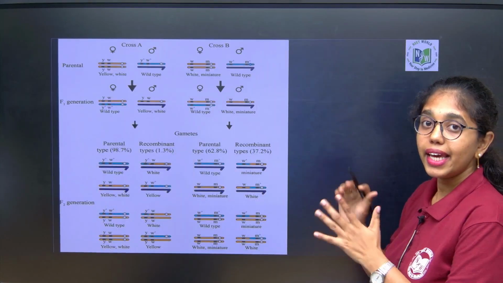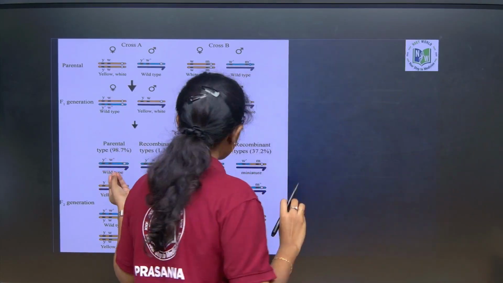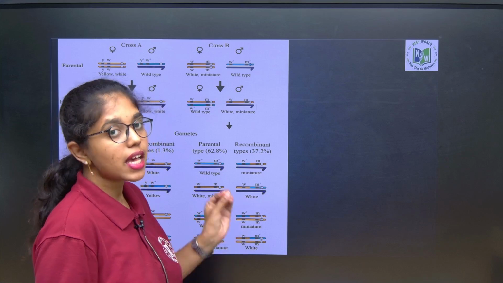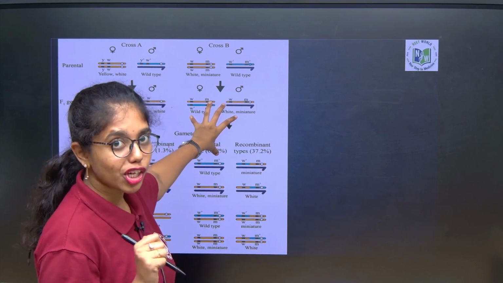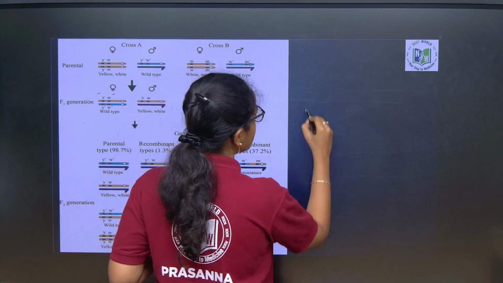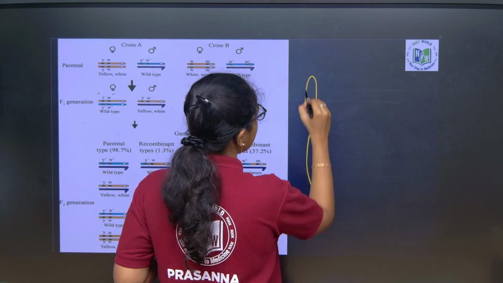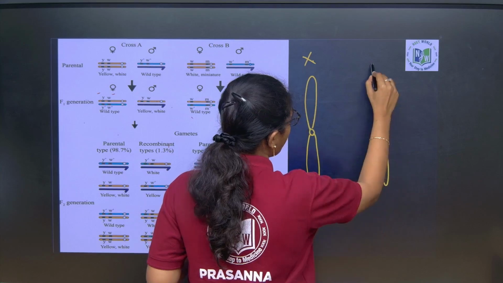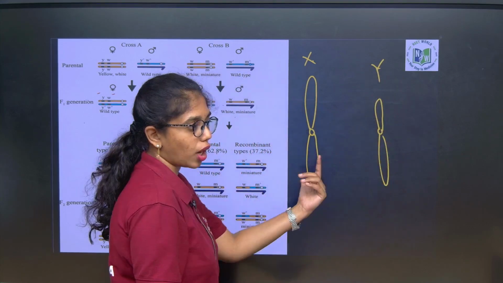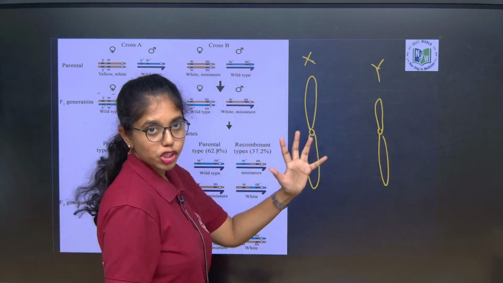And now here come the parental combinations and recombinant combinations. Before understanding cross A and cross B, this picture should be in your mind. That is very easy. Consider this as the X chromosome from the female, and this is the Y chromosome from the male. Of course, this is shorter than X. That is why I have pictured it like this.